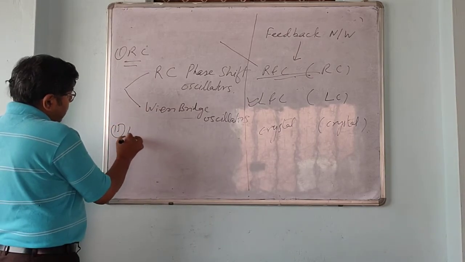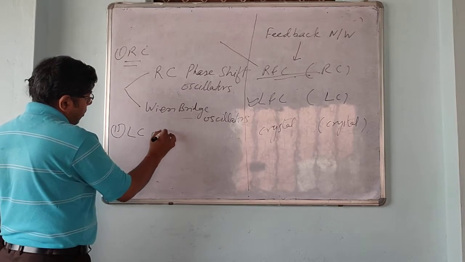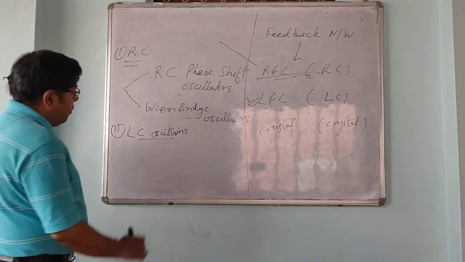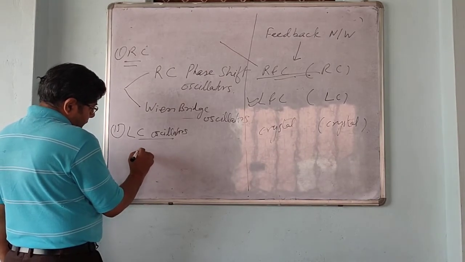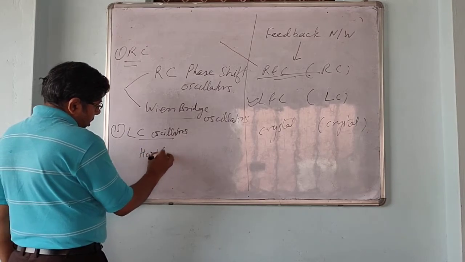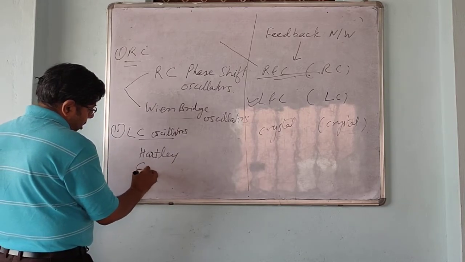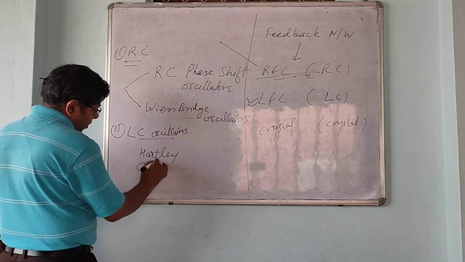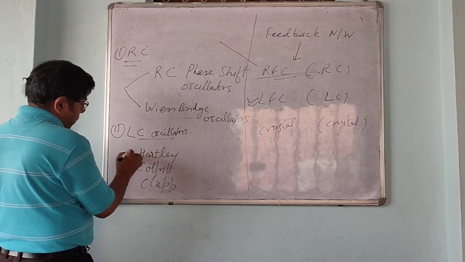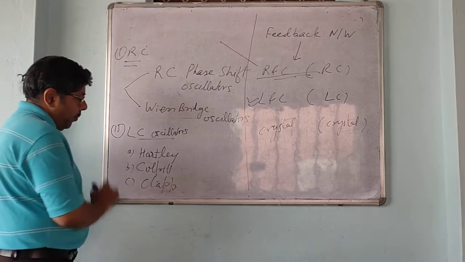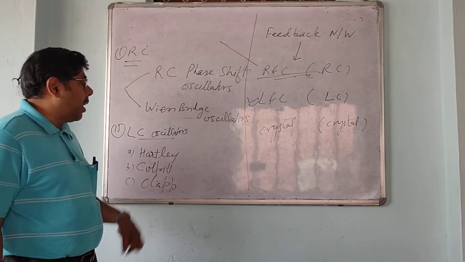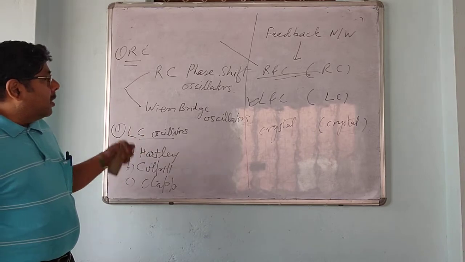And in LC oscillators, we have three categories. One is Hartley, Colpitts, and Clapp. So you can say A, B, C. So there are three types: Hartley, Colpitts and Clapp. So this is the LC oscillator.